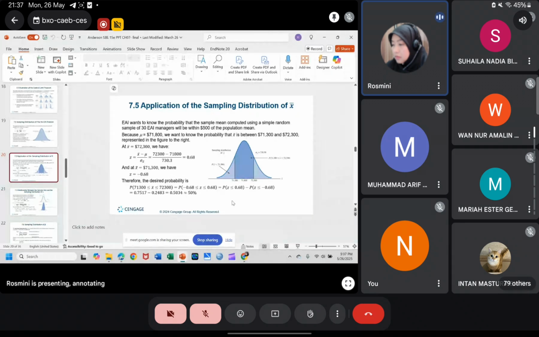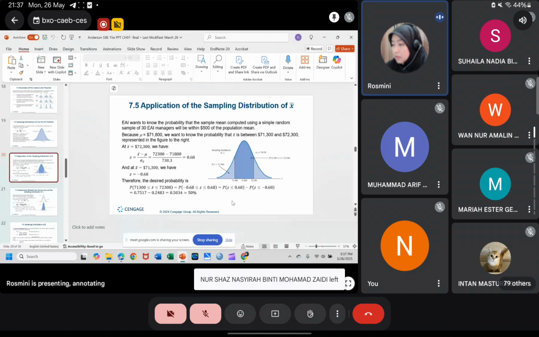That means the probability, when you took a sample of 30 managers and tried to find the average income, that the average income falls within plus or minus 500 of the population mean of 71,800 is about 50%.